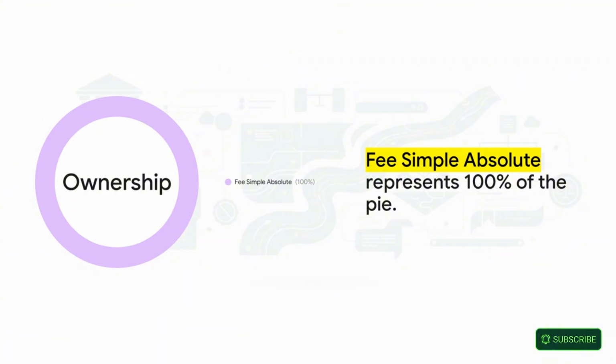Think of this totality of ownership like a complete, untouched pie. It mathematically equals 100%. It's the whole shebang. If an owner, or a grantor in legal speak, decides to give away anything less than this complete, perfect structure, the remaining pieces of that pie must logically go somewhere.